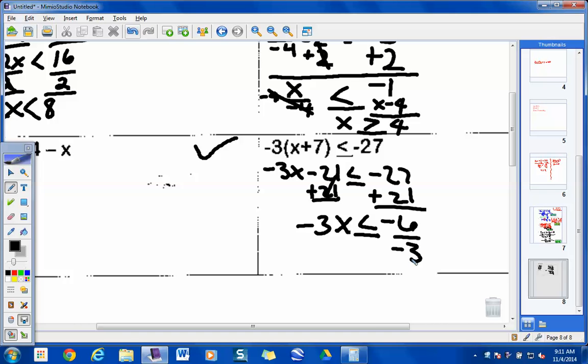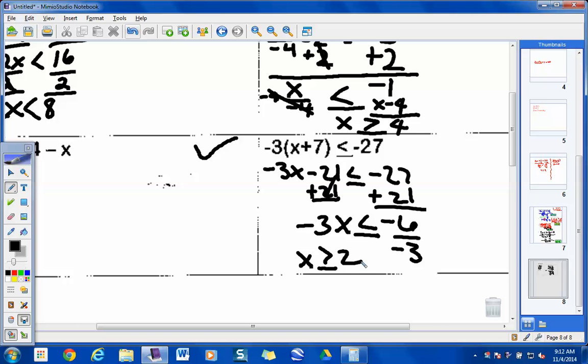Now, and do it to the left side also. Yeah, your other side. There, Chelsea. There you go. Good. That's what I want to see. X is greater than or equal to 2. Very good. All right. Nice job.